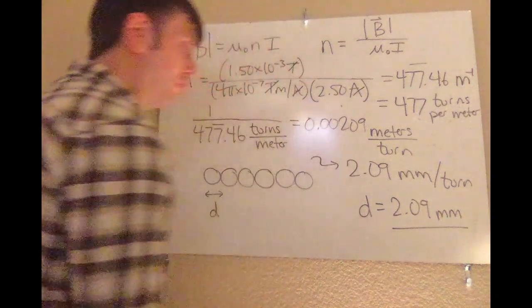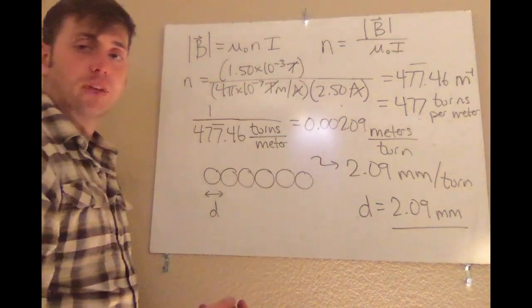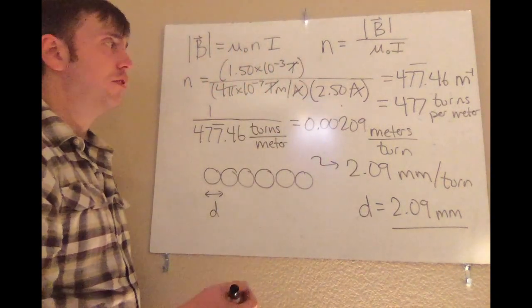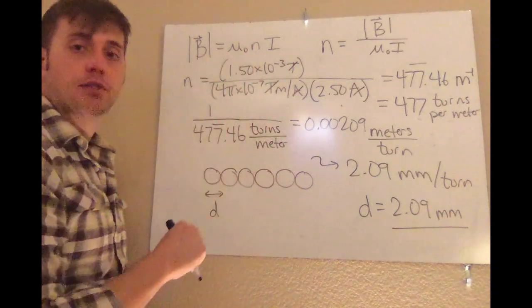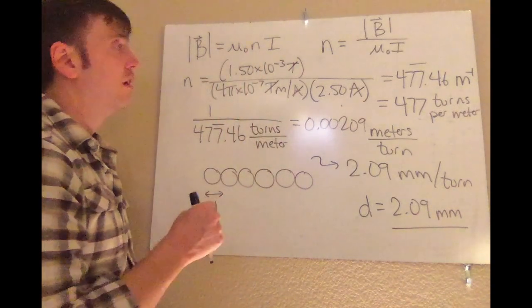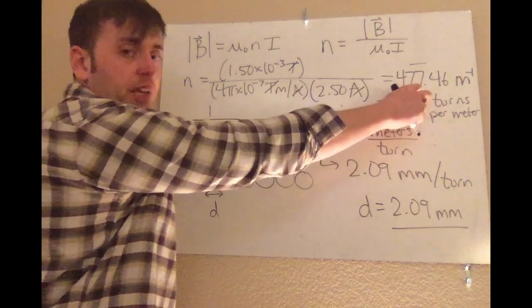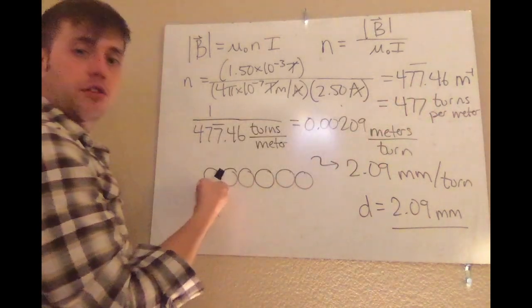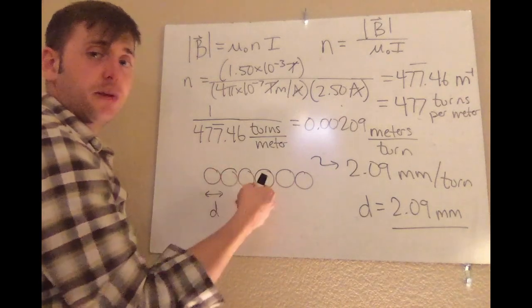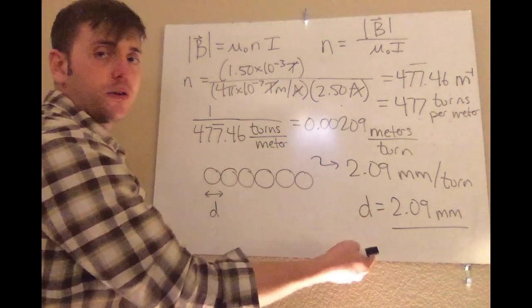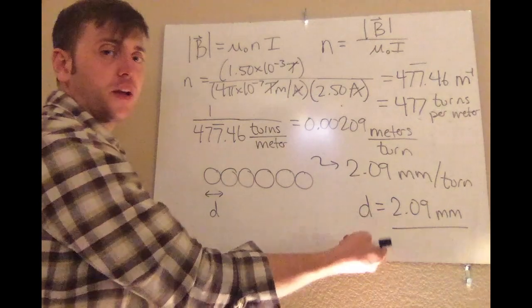Okay, so if we want to design the solenoid so that it has a certain magnetic field strength, 1.5 times 10 to the minus 3 Tesla on the inside, then we need this many turns per meter. But then if we want all the turns of wire to be touching so there's no empty space between them, then the diameter of that wire should be 2.09 millimeters.